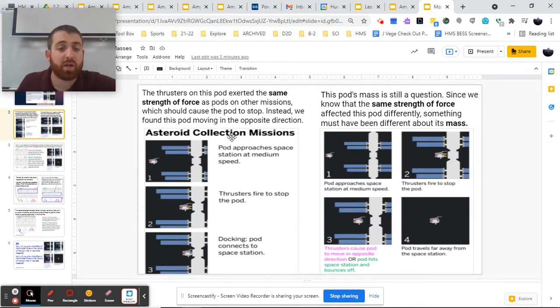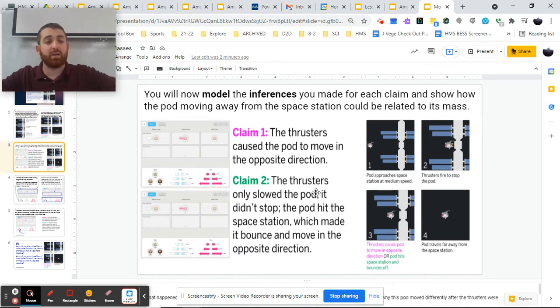We know that the thrusters on the pod exerted the same force on the pod as in any other mission. So in any other mission, that medium thruster force would cause it to stop and dock, but we found the pod moving in the opposite direction. The pod's mass is still a question at this time. Since we know that the strength of the force affecting the pod was the same, mass must have caused the force to affect it in one of two ways: claim 1 or claim 2, which is what we've been looking at. So we're going to be modeling the inference you made in the previous activity for how each of these claims could be showing the pod moving away from the station.